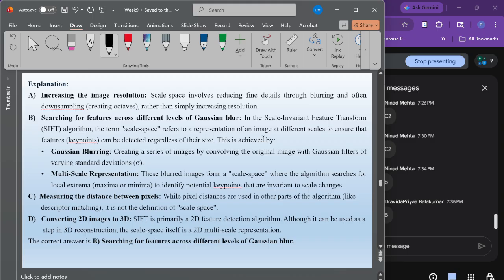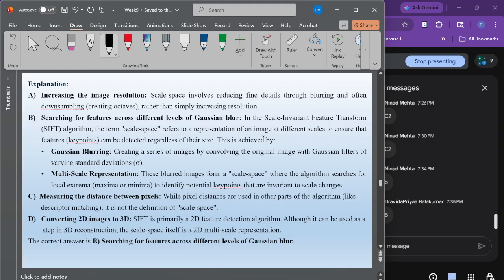Now the next one is searching for features across different levels of the Gaussian blur. In the SIFT algorithm, the term scale space refers to the representation of an image at different scales to ensure that features, that is, key points, can be detected regardless of their size. To achieve this, first we need to do Gaussian blurring, which creates a series of images by convolving the original image with Gaussian filters with varying standard deviation.